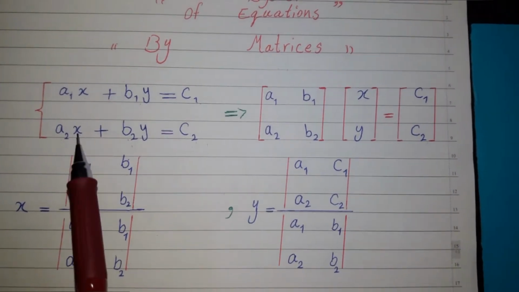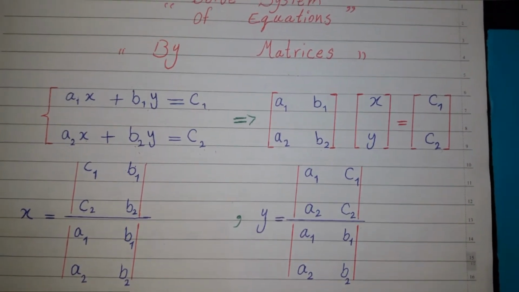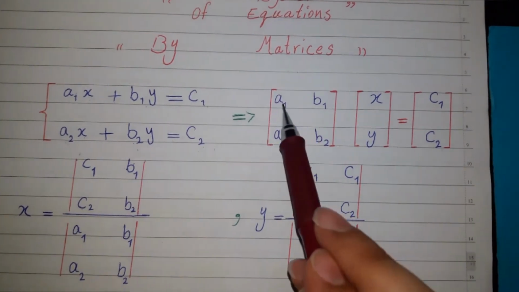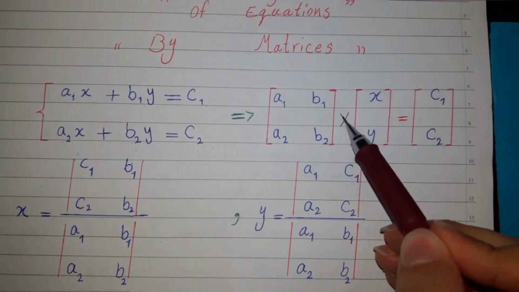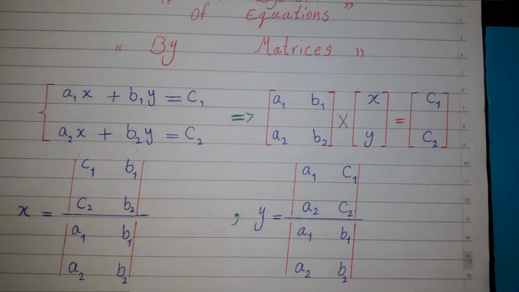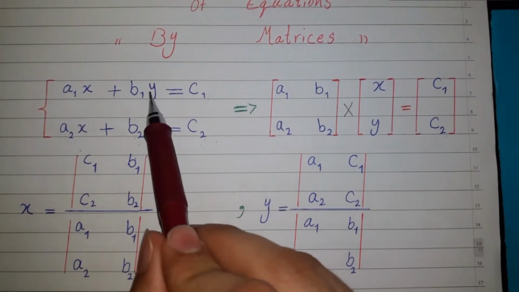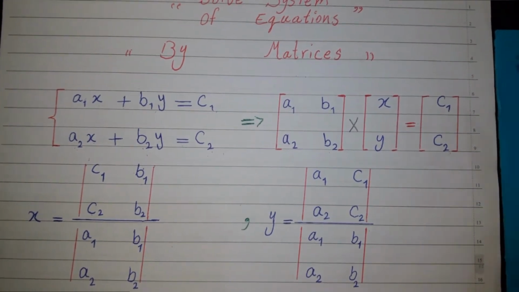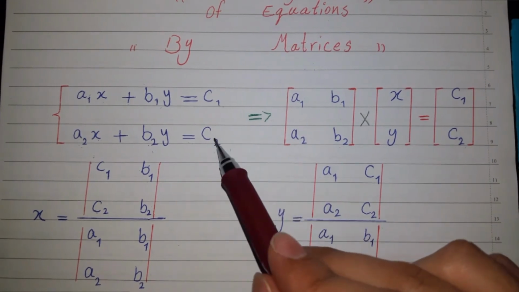Now we want to represent the system of equations by matrices. First, we need to find the matrix of coefficients of our unknowns, which is a sub 1, b sub 1, a sub 2, and b sub 2. This is our matrix, multiplied by the column vector matrix of our unknowns, x and y, which is equal to the column vector matrix of our constants, c sub 1 and c sub 2.